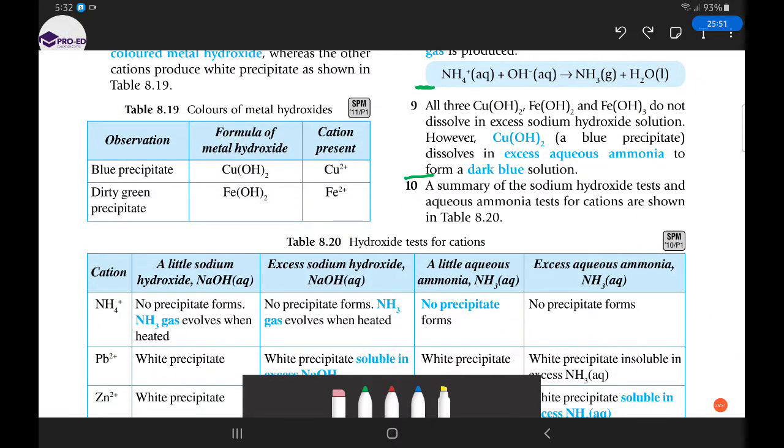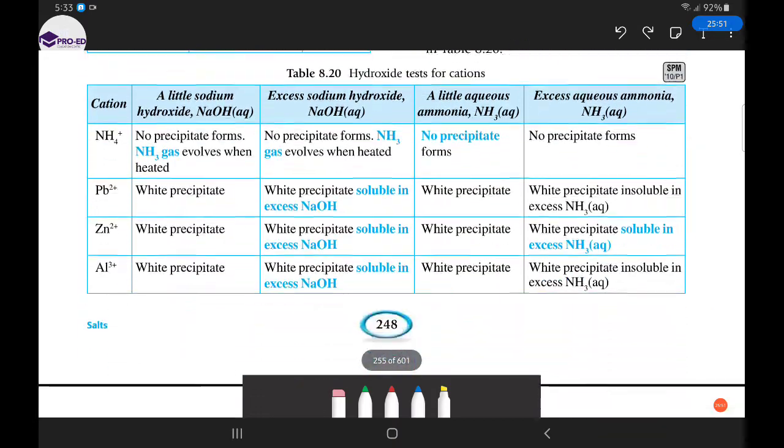Okay, number 9, they said, now if you add sodium hydroxide solution, you will get two transition elements like copper, iron 2 and iron 3 hydroxide. Then they will form copper 2 hydroxide, iron 2 hydroxide and iron 3 hydroxide, right? So you add sodium hydroxide to your salt solution, you will get copper 2, iron 2 or iron 3 hydroxide, and they all have their own specific colors, right? And they said it will not dissolve in excess sodium hydroxide solution. However, copper 2 hydroxide will dissolve in excess aqueous ammonia to form a dark blue solution. Only copper 2 hydroxide. So let's have a look at that.